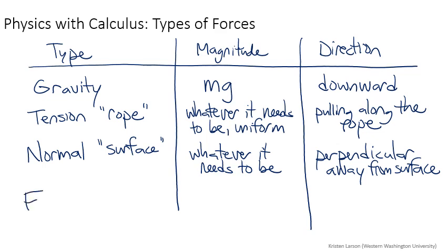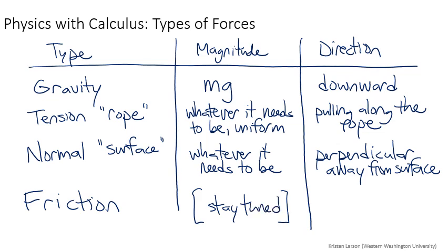And finally, we're going to talk about friction. Stay tuned for the magnitude. But for its direction, we know that the direction is going to be against the direction of motion or the direction the motion would be if the friction were to fail, and it's along the surface that it's providing the friction. And that pretty much covers it. Those are the forces that we will talk about. Oh, there are so many more. If you stay with us for many years of physics, we will cover them all. But these are the ones we're going to talk about.